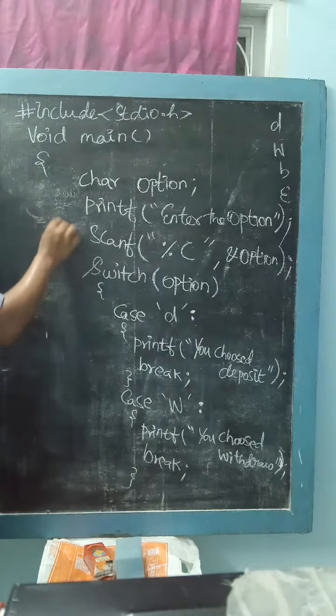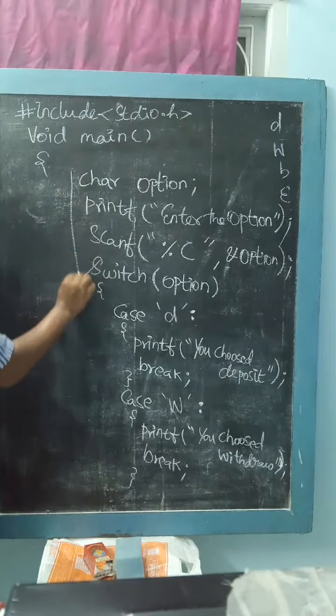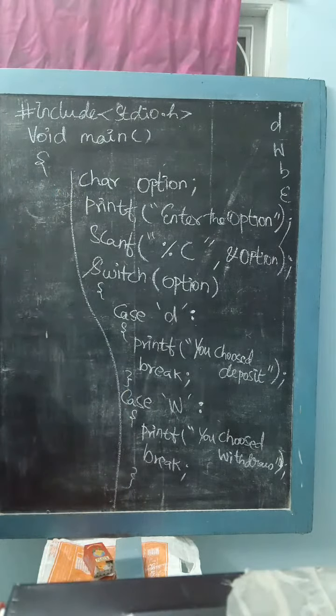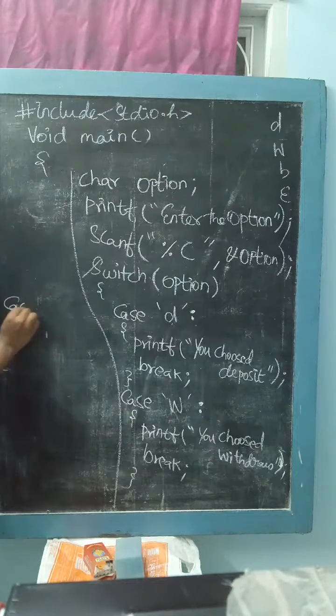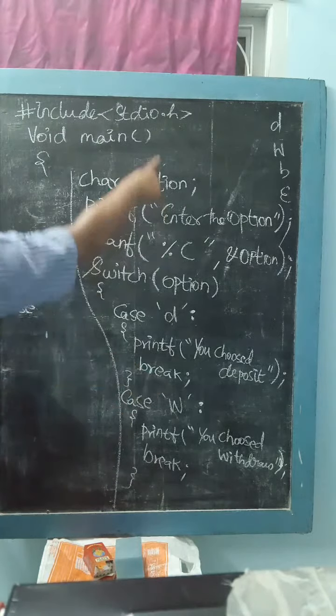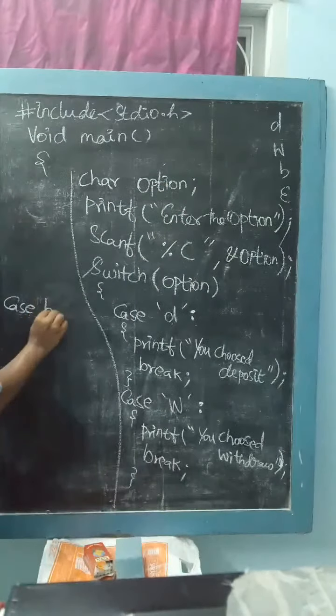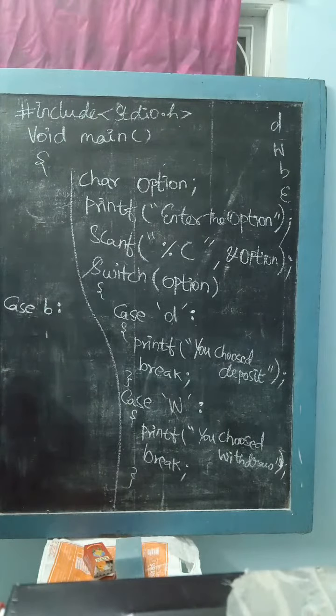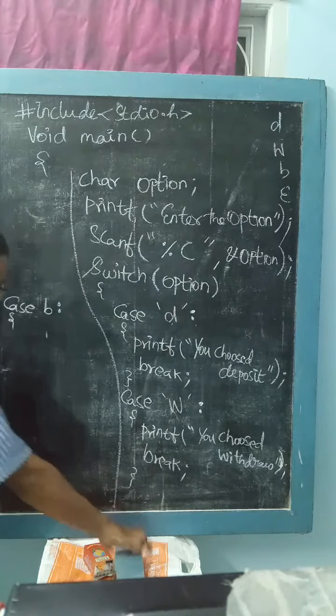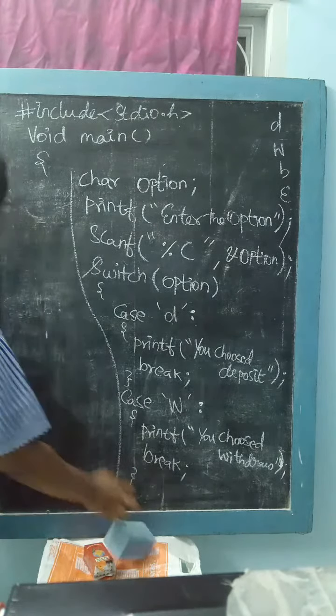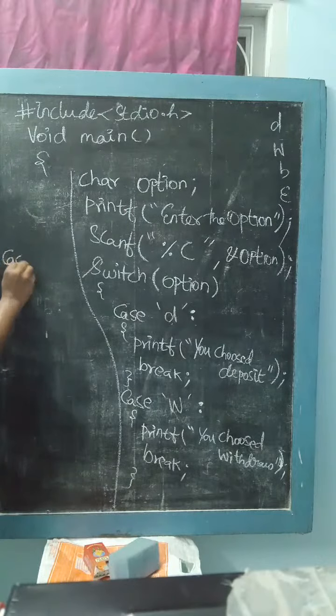Okay, I'm just coming back. Okay, so I'm just starting case... what? Case W and case B. B is balance inquiry. So I'm just starting. After that you just write balance enquiry, case B.